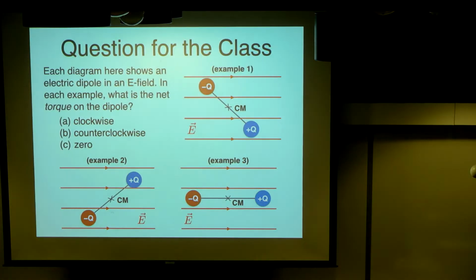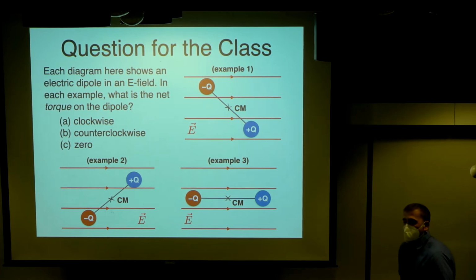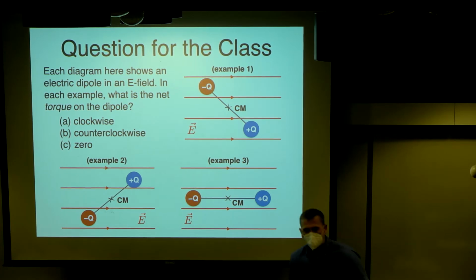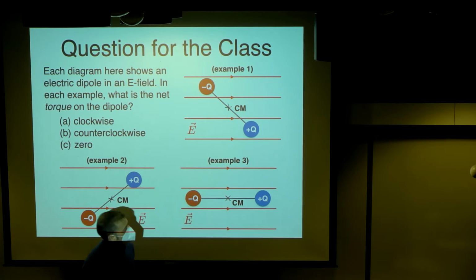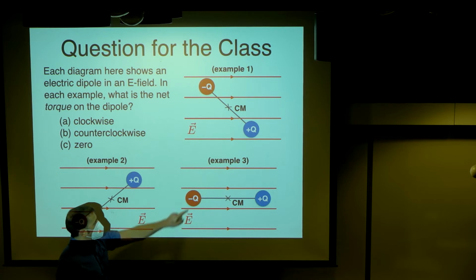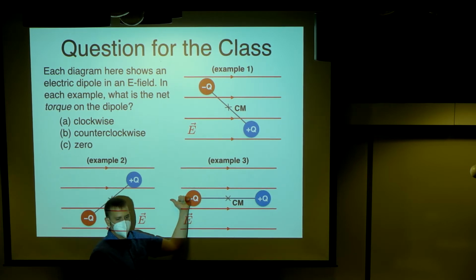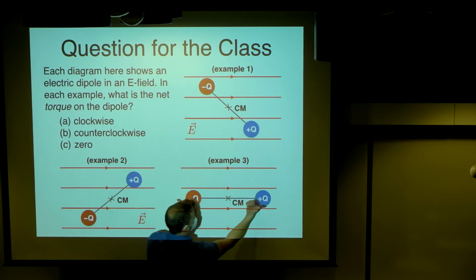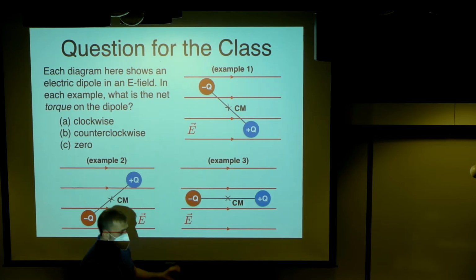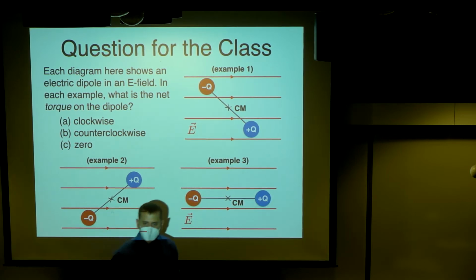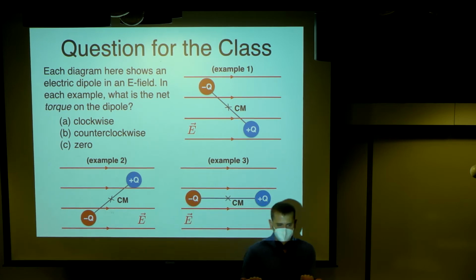What about the last example? Zero. Yeah, so this one is not feeling any torque at all, is it? Because if we consider the forces acting on it, so this one, again, it's negative. It feels a force going against the field like this. This one feels a force going with the field like that. So in this orientation of the dipole, it's kind of just being pulled apart, but it's not induced to rotate.